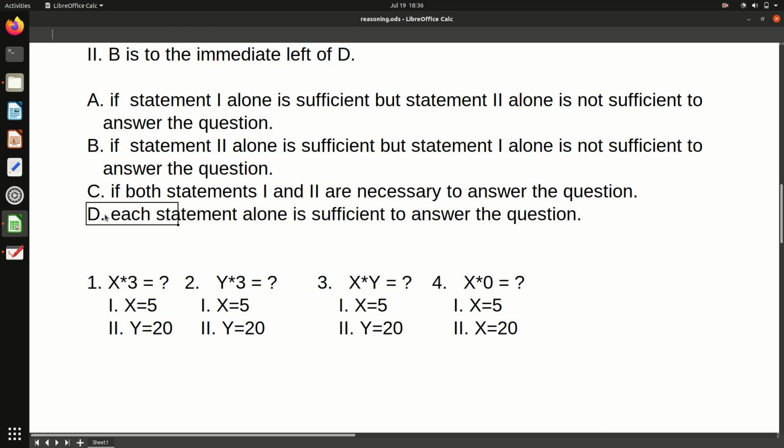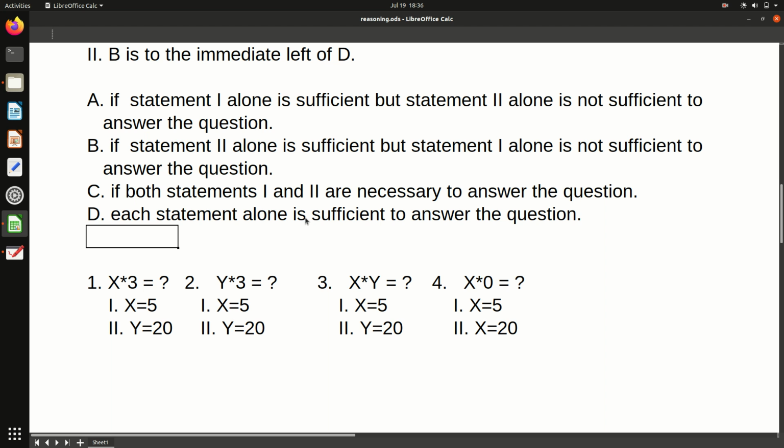Now see D. D is a bit different. D will be the answer when you have questions like this. If I give you a question like x into 0 equals what? If I give you statement 1, you can solve this, because you can put 5 into 0 and you will say 0. If I give you just 2, then also you can solve this, because whatever value of x you put, the answer will be 0. So in these types of questions, option D will be there.